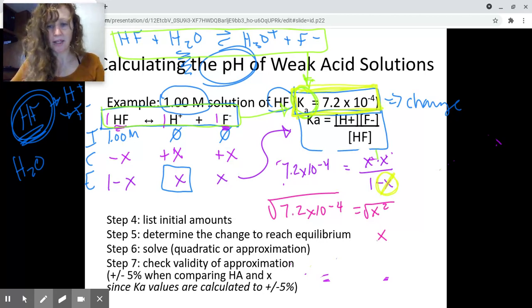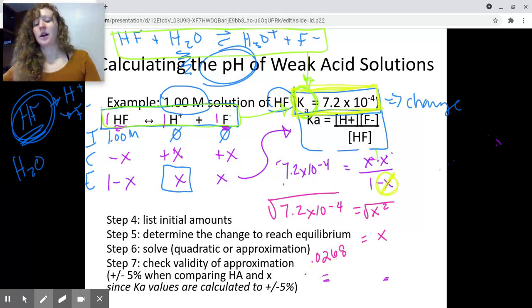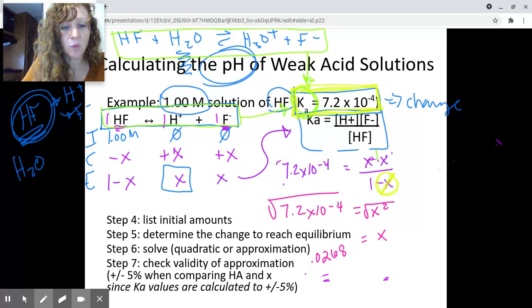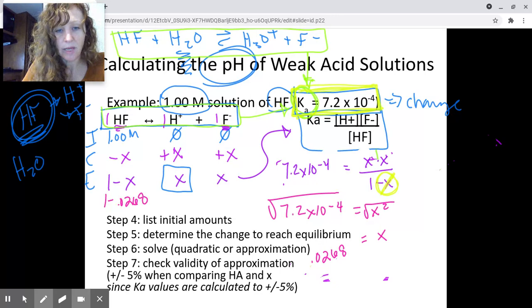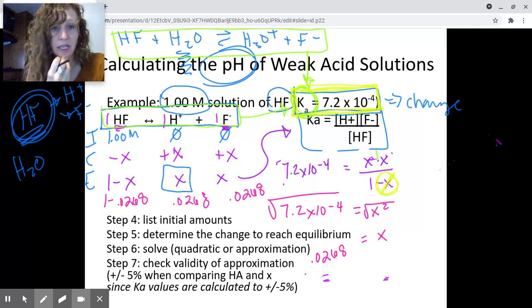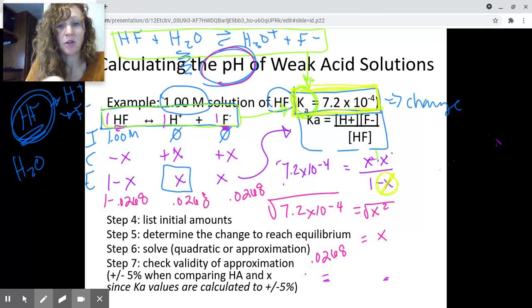All right, so I get x to be equal to 0.0268, keeping 3 sig figs. So that would mean my HF is 1 minus 0.0268. My x for my H plus is 0.0268, and F minus is 0.0268. Now, I don't actually need to calculate equilibrium positions. That's not what I'm trying to find. I'm trying to find pH, right? So the only one I actually need is this one.